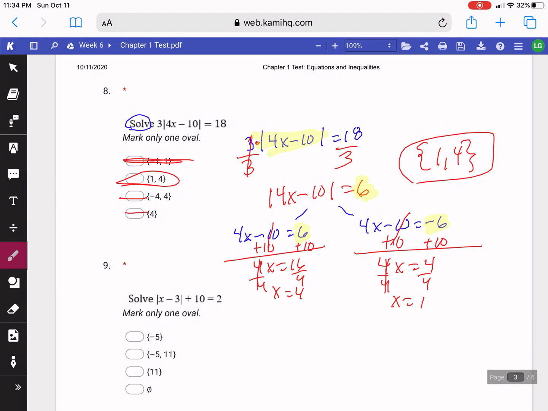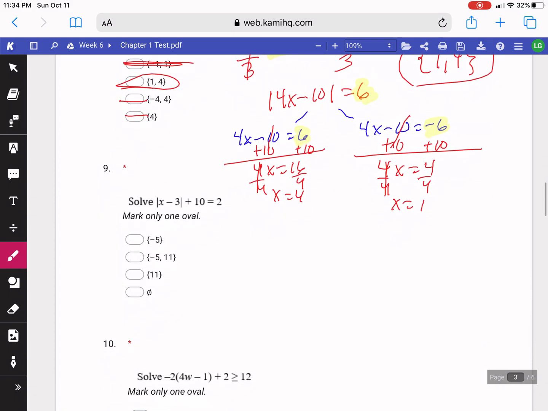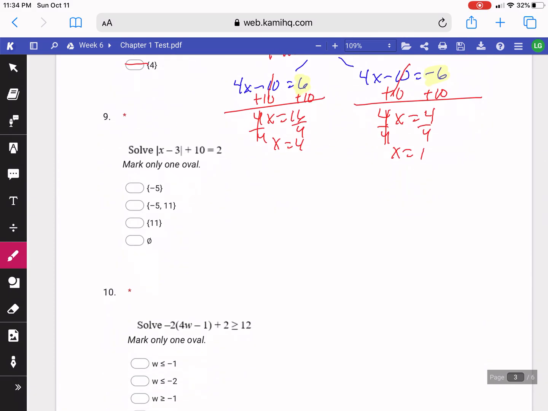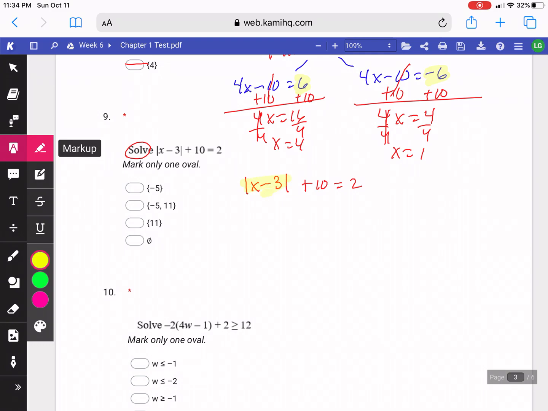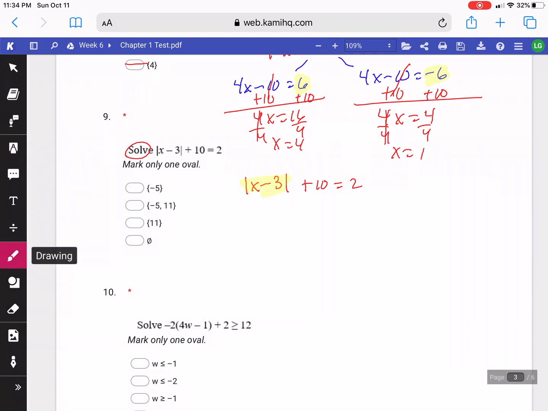On question 9, we're solving again. So absolute value of x minus 3 plus 10 equals 2. Remember, you want to isolate your absolute value. So I'm going to start by undoing the plus 10. Remember, you can't combine like terms. The absolute value bars are like boundary lines. So I need to do minus 10.